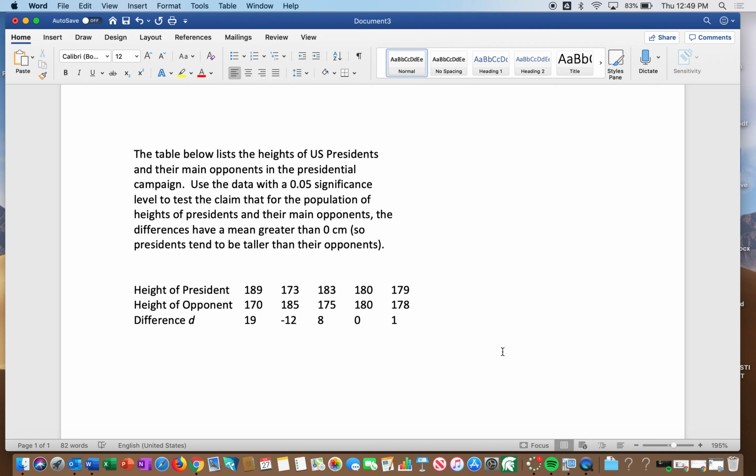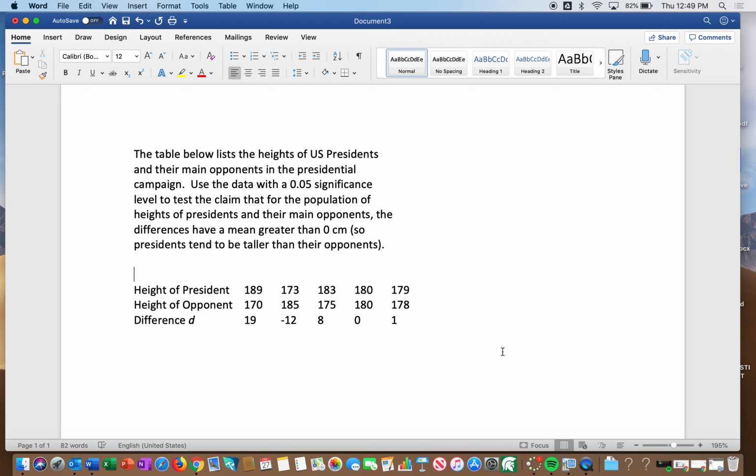So here it goes. The table below lists the heights of U.S. presidents and their main opponents in a presidential campaign. These are five, obviously from a sample of a bunch. Use the data with a 0.05 significance level to test the claim that for the population of heights of presidents and their main opponents, the differences have a mean greater than 0 centimeters.